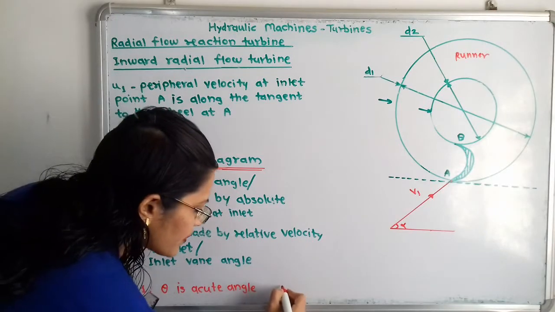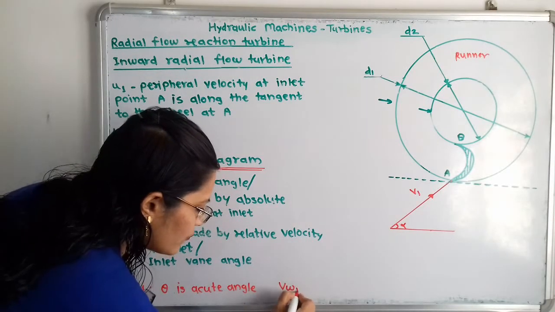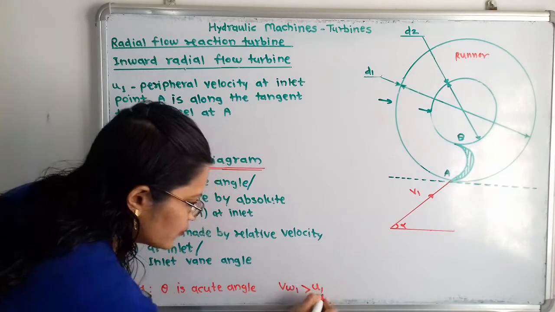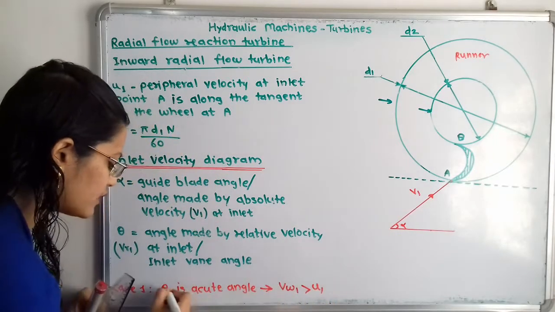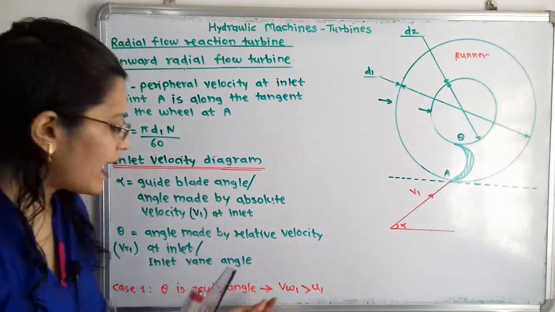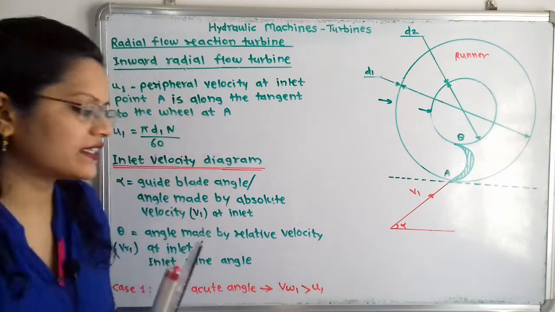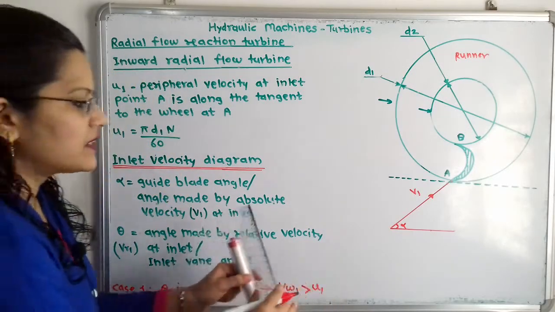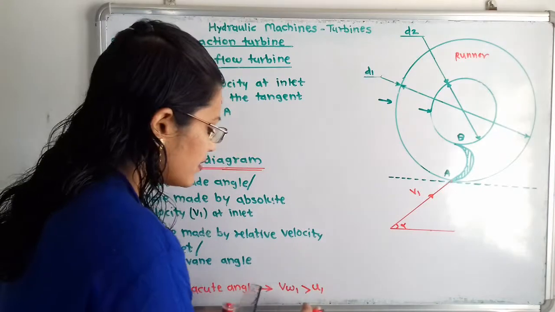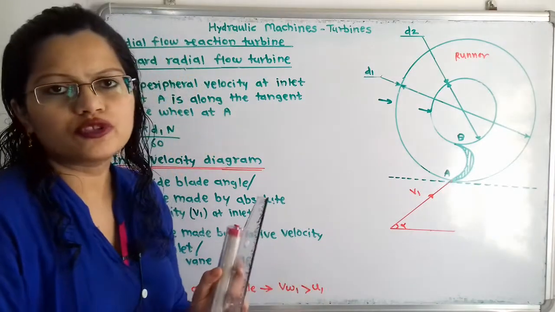That is VW1 is greater than U1. So this is related to angle theta. So we have to show VW1 is greater than U1. So first I will show here the VW1. So how to show VW1?